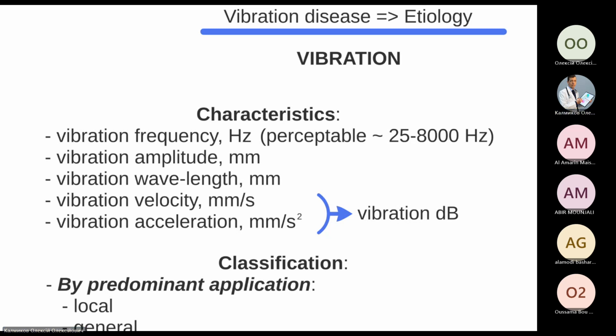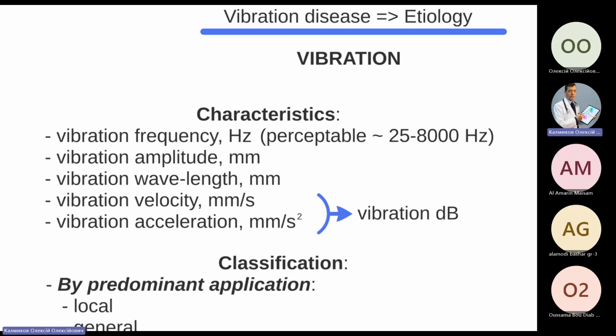Next, there are following possible parameters of vibration which might be useful for our operation. Vibration frequency: the perceptible diapason is from 25 Hz up to 8 kilohertz. Vibration amplitude in millimeters, vibration wavelengths also measured mostly in millimeters, vibration velocity and acceleration. As you can see on this slide, in order to simplify for clinicians the evaluation of vibration, velocity and acceleration were combined in the form of vibration intensity, right? And measured in decibels. It's much more understandable.